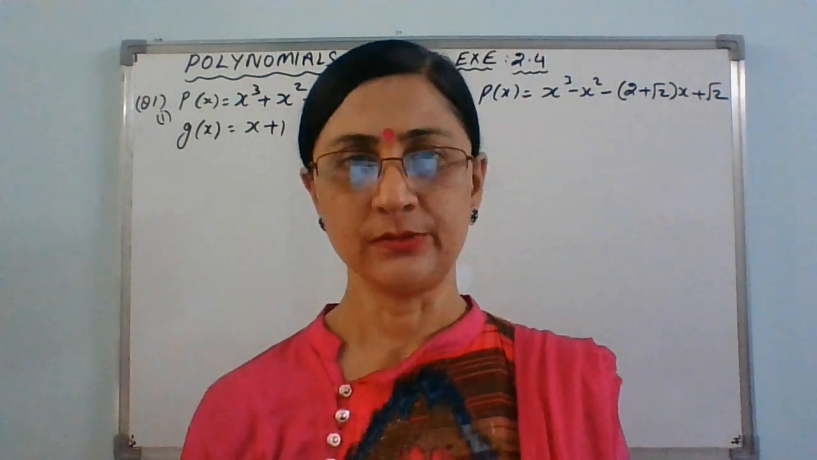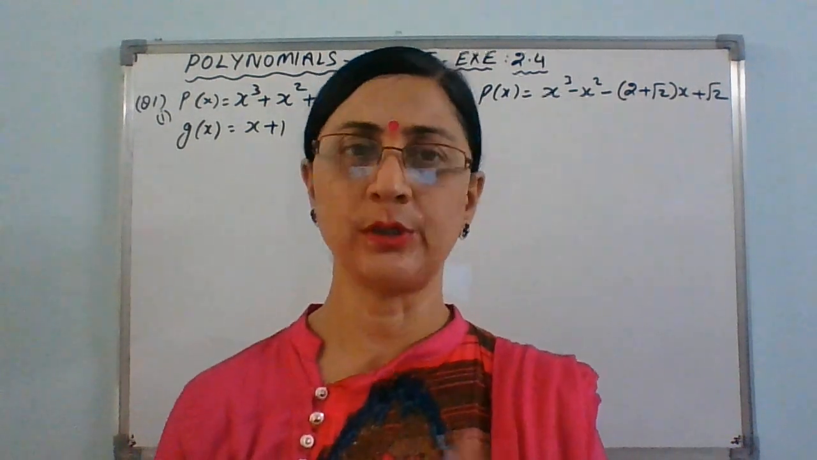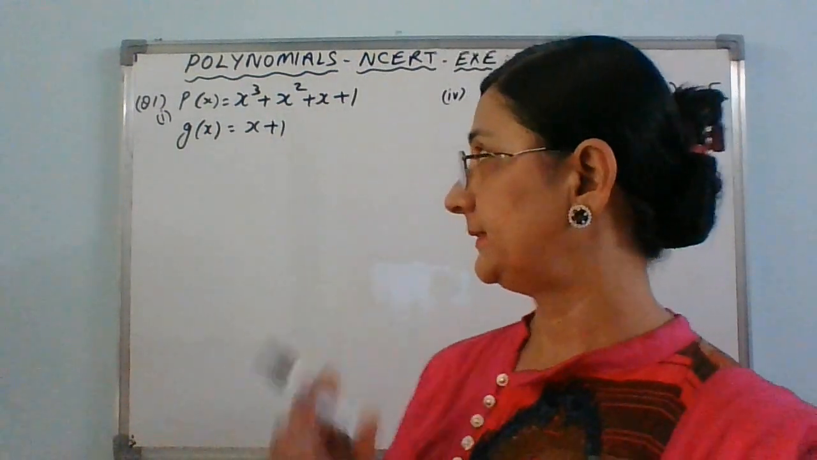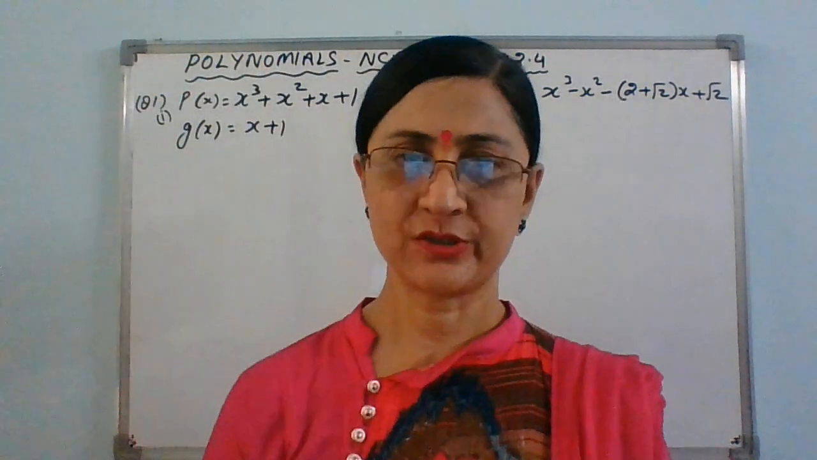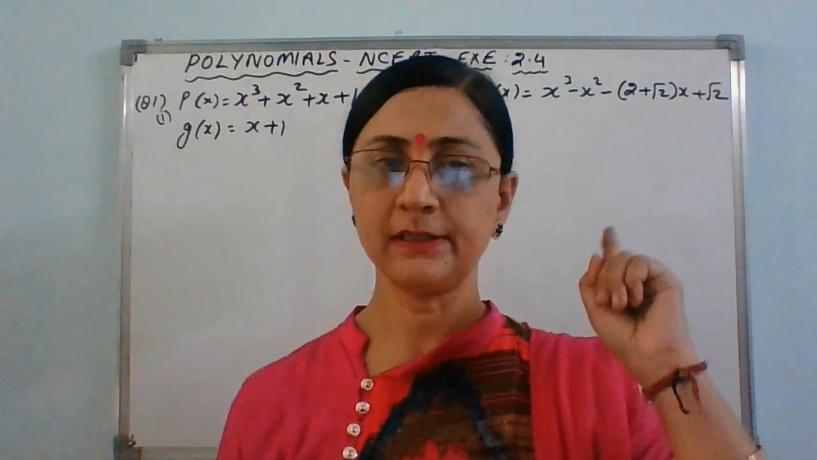In my previous video, I completed exercises 2.1, 2.2, 2.3 of the NCERT class 9 polynomials chapter. Now I'm here with exercise 2.4. The first question has 4 parts. I'm doing the first part and the fourth part.